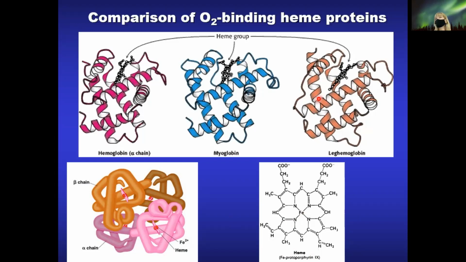So has anyone in here eaten an Impossible Whopper? Then you've eaten leghemoglobin. That's what they put in that patty. The Impossible Whopper, for those of you who may not know, is a totally plant-based patty that looks and tastes and smells like beef, like hamburger.